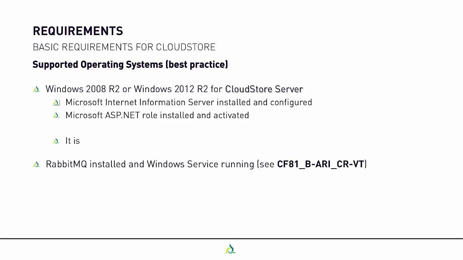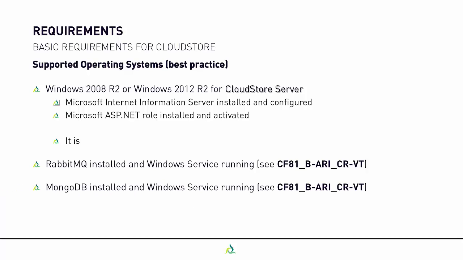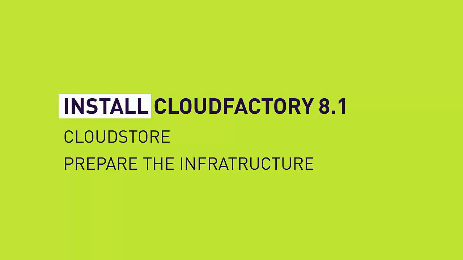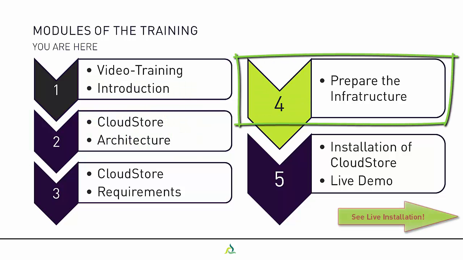For the RabbitMQ components, they must be installed before the CloudStore installation, and that is covered in the Cloud Robot video tutorial. Make sure it is a Windows service running prior to installation, otherwise it will fail. And MongoDB has to be installed and configured as a Windows service. It is also configured in the Cloud Robot video. So when you have that preparation completed, we can move towards the product installation.